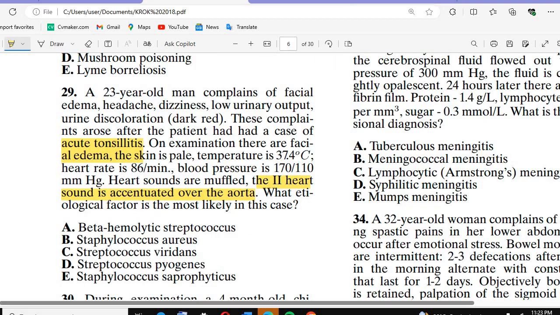So this is simple: if the question comes with acute tonsillitis, or a history of acute tonsillitis, or the patient has acute pharyngitis, along with that there is some heart problem, like the second heart sound being attenuated over the aorta, then the most likely etiological factor is what? That is beta hemolytic streptococcus, GABHS, group A beta hemolytic streptococcus bacteria.